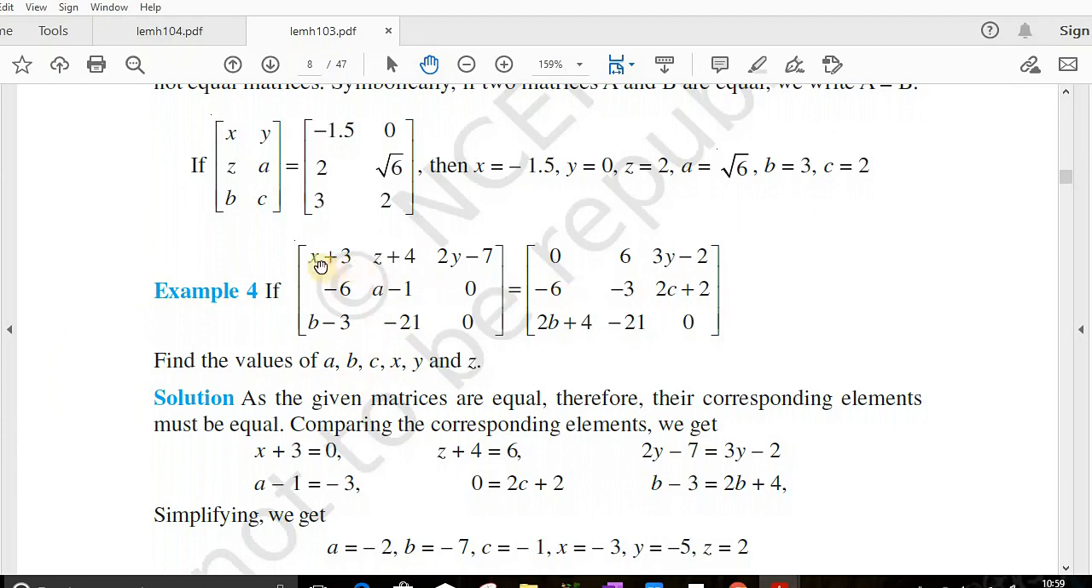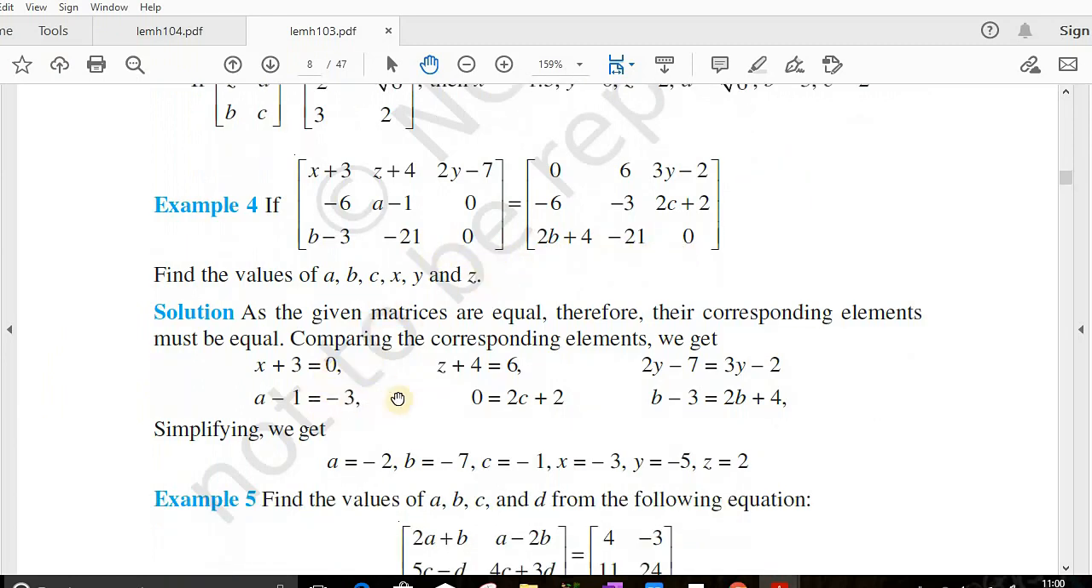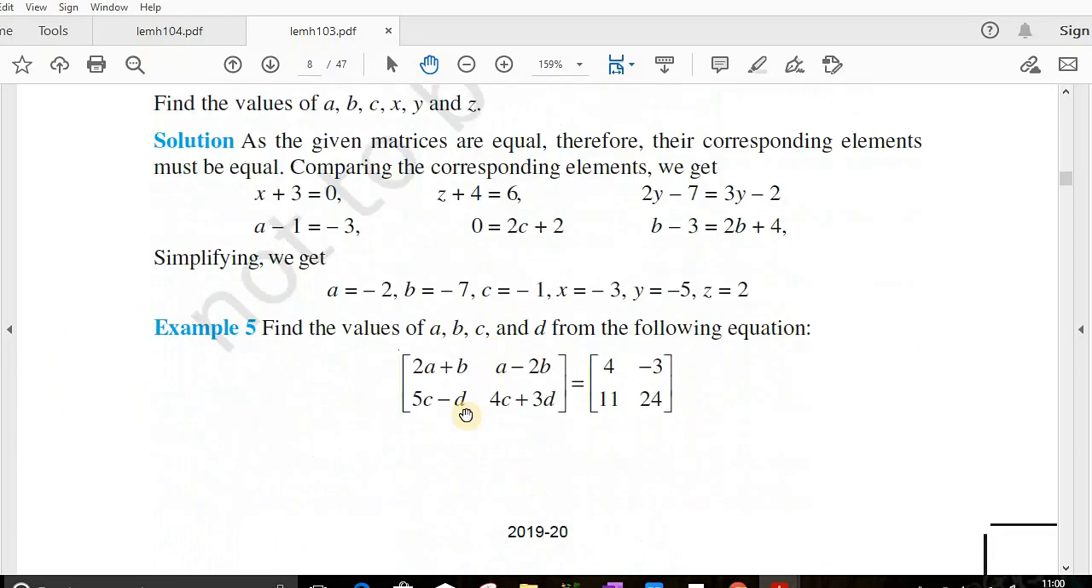So since they are equal, what will happen? 3x, x plus 3 should be equal to 0. So we make x plus 3 equal to 0. Next x plus 4 equal to 6. 2y minus 7 is equal to 3y minus 2. Minus 6 equal to minus 6. Boring, yeah? I don't care about that, because minus 6 equal to minus 6 is a fact. So a minus 1 is equal to minus 3. 0 is equal to this term. I have no problem. Okay. Now equate correctly, you just find out the values, so you will get this type of thing.